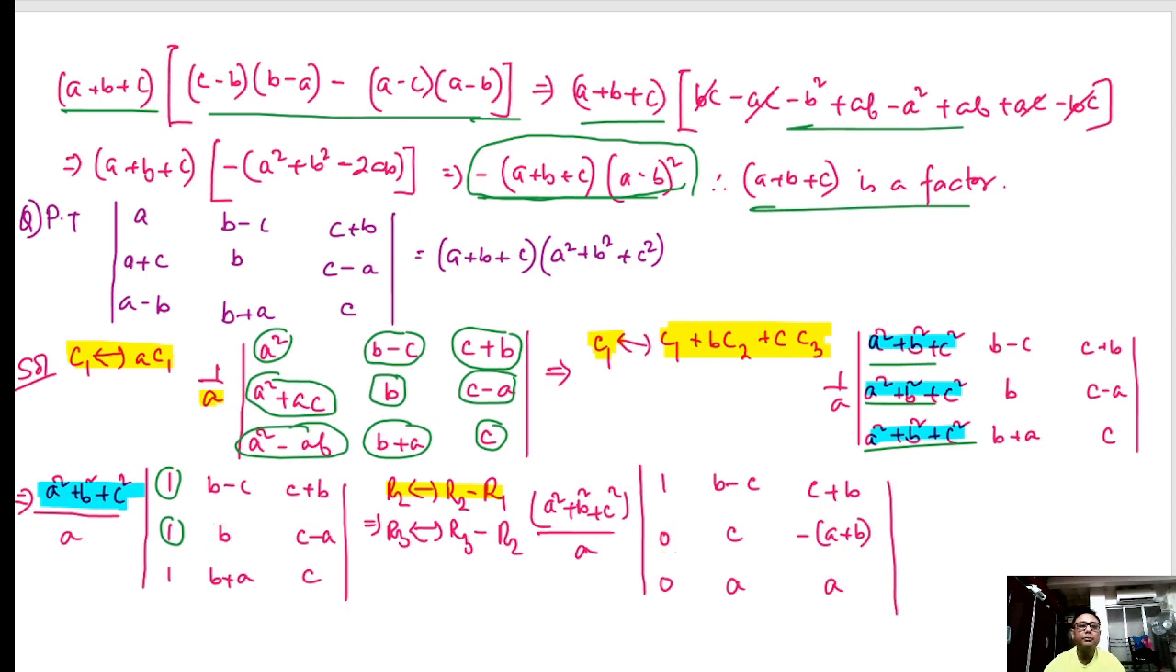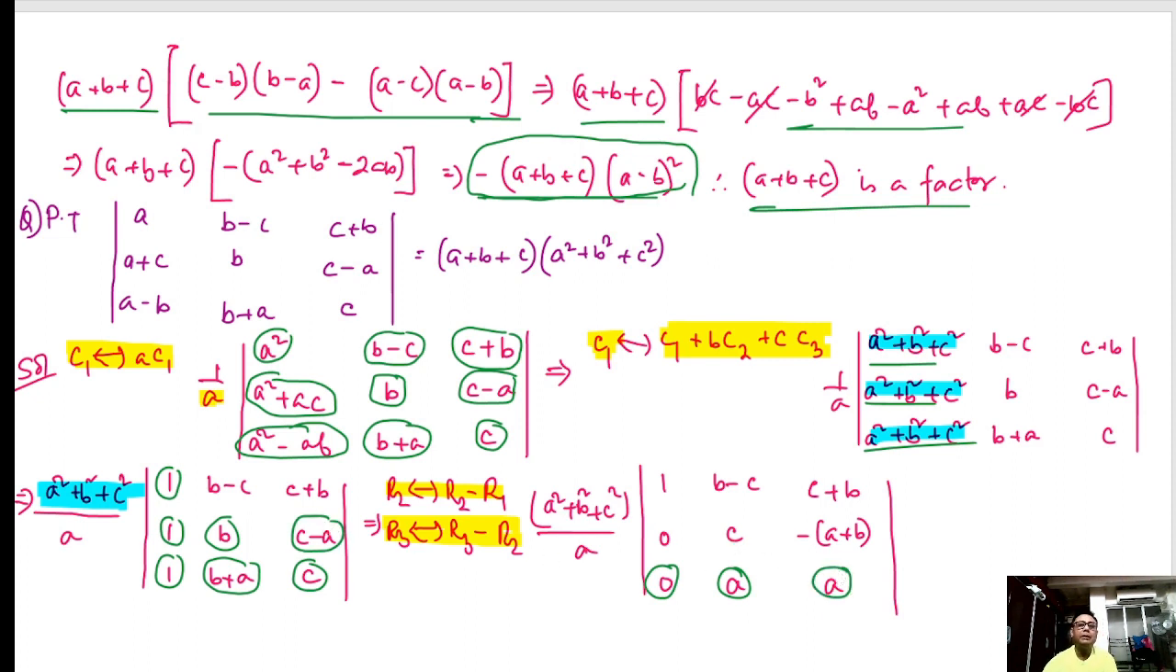Next we will do the operation R3 minus R2. R3 minus R2. So let's see. This is R3 minus R2, which gives you 0. B plus A minus B, which gives you A, and put it in R3. C minus A, which gives you A.